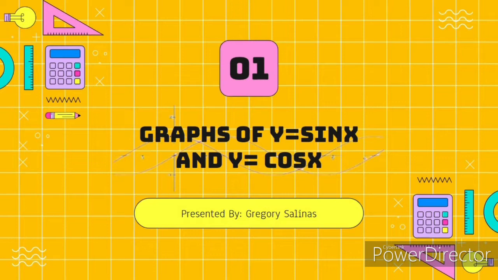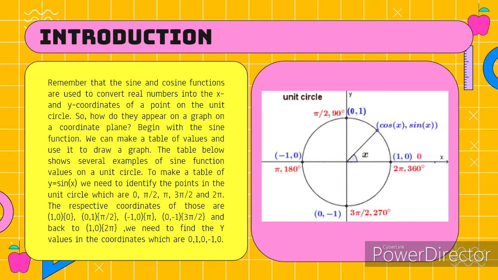The first topic that we will discuss is the graphs of y equals sine x and y equals cos x. Remember that the sine and cosine functions are used to convert real numbers into the x and y coordinates of a point in the unit circle. So, how do they appear on a graph on a coordinate plane? Begin with the sine function.